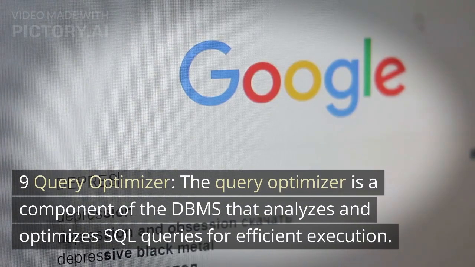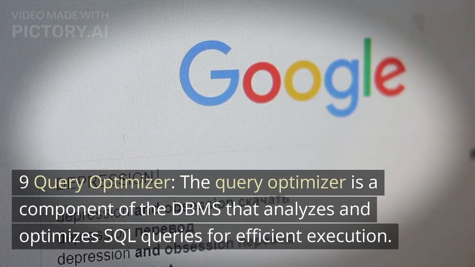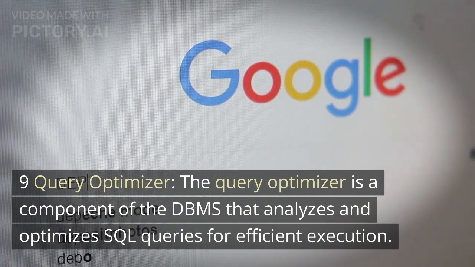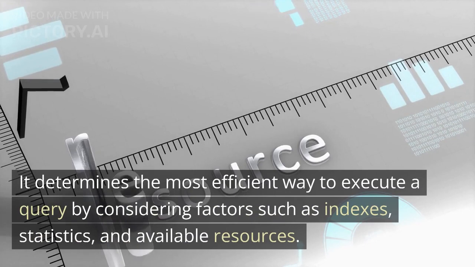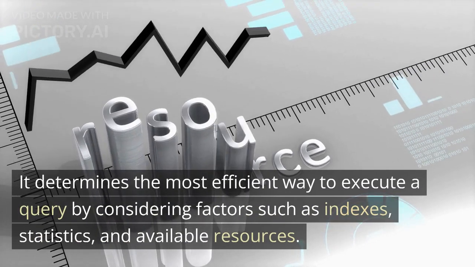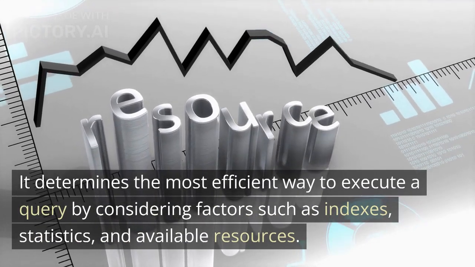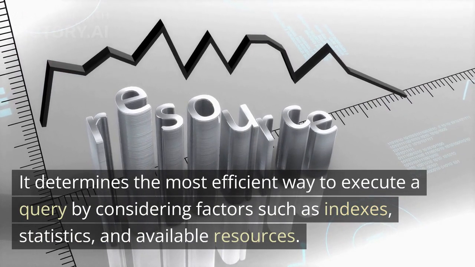9. Query optimizer. The query optimizer is a component of the DBMS that analyzes and optimizes SQL queries for efficient execution. It determines the most efficient way to execute a query by considering factors such as indexes, statistics, and available resources.